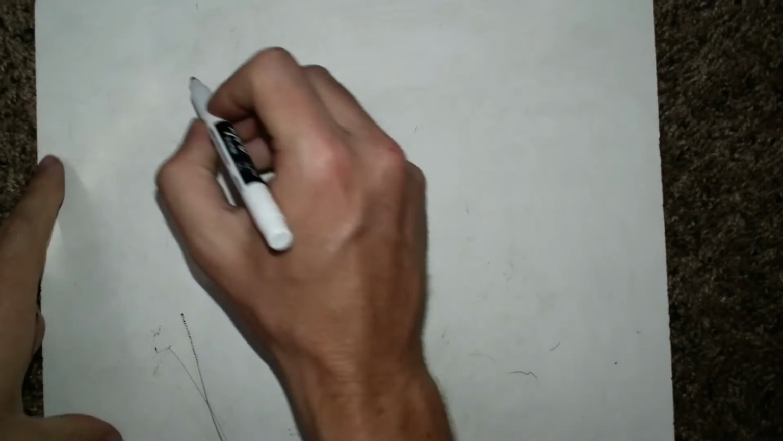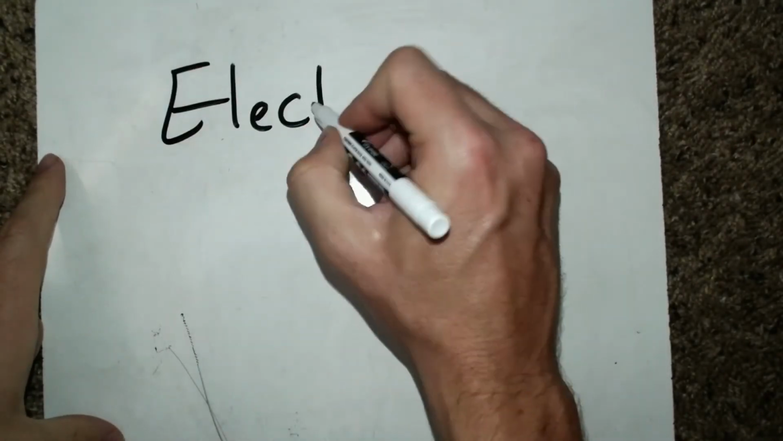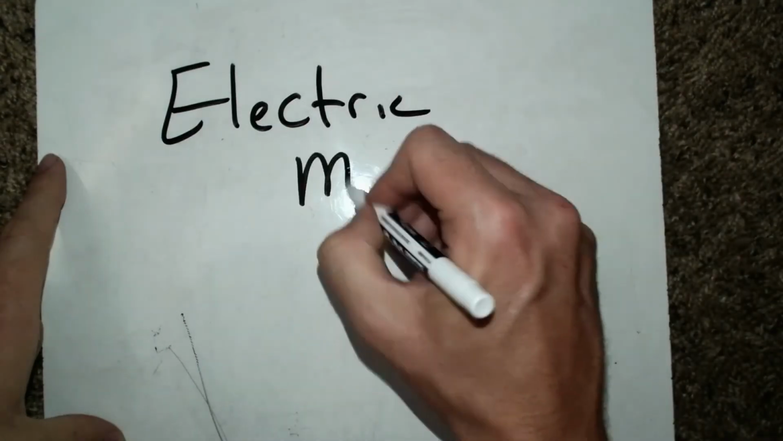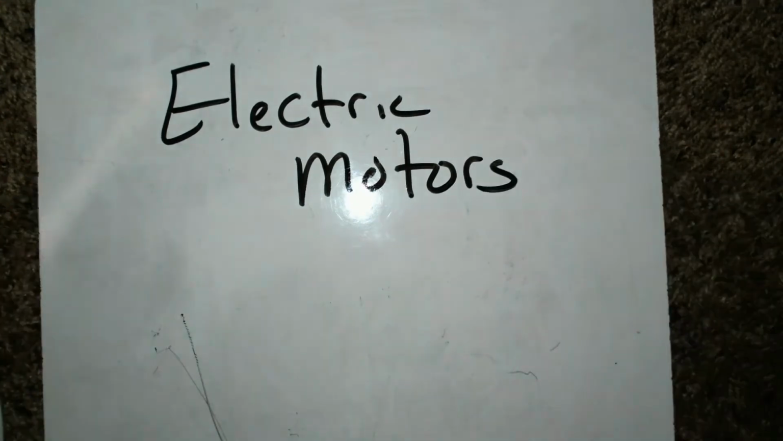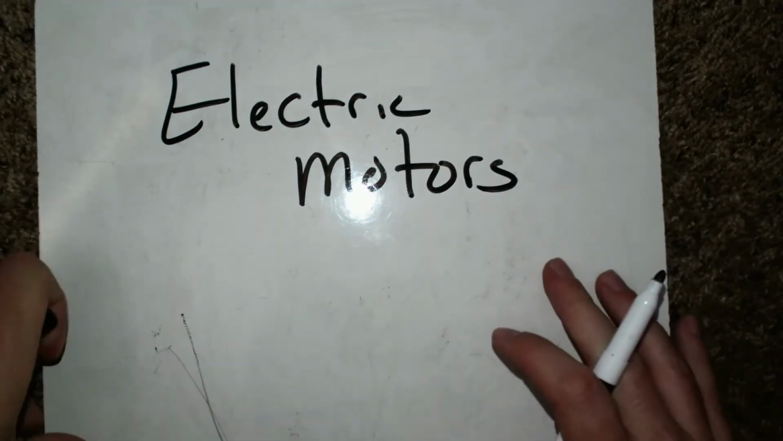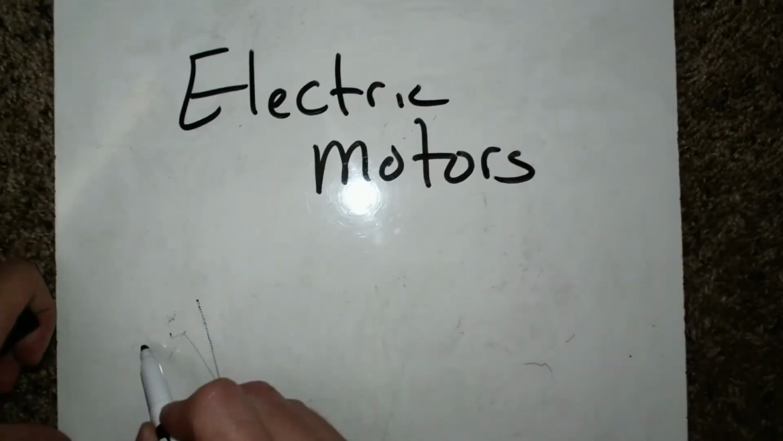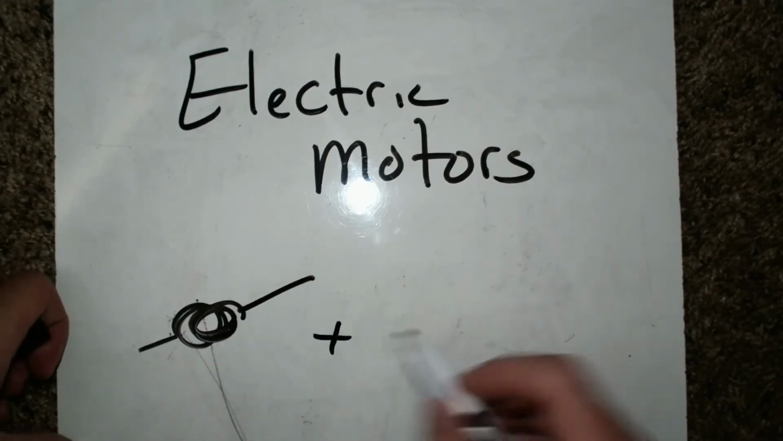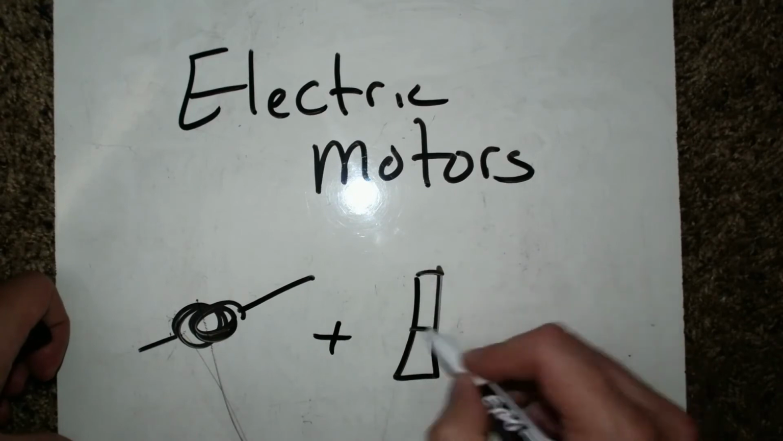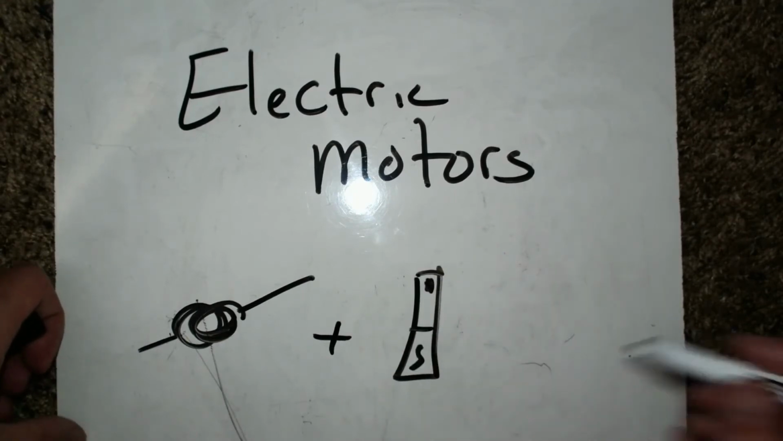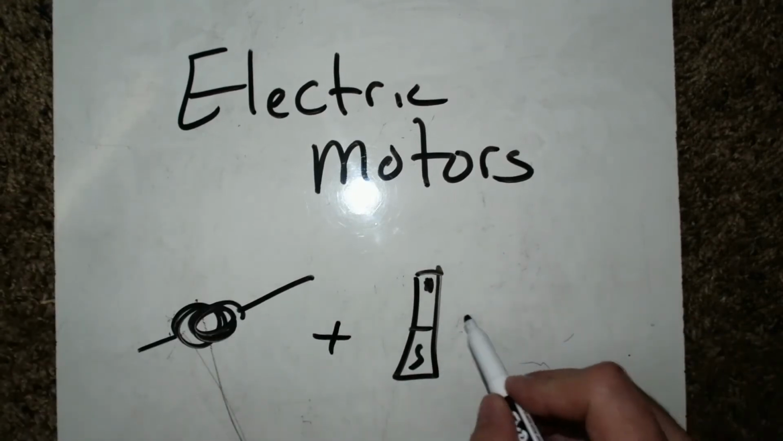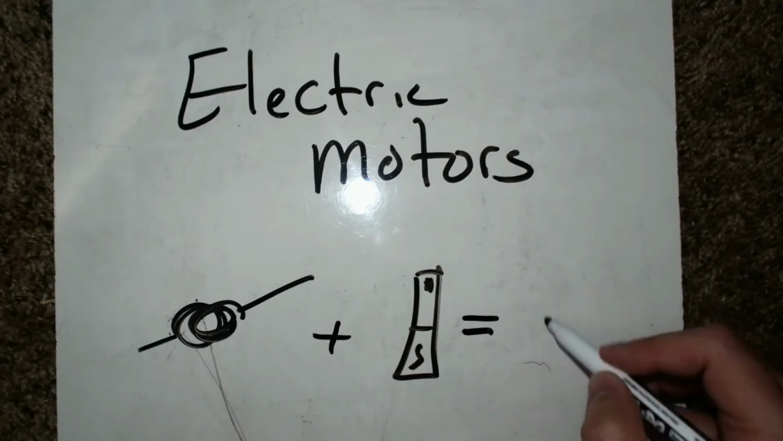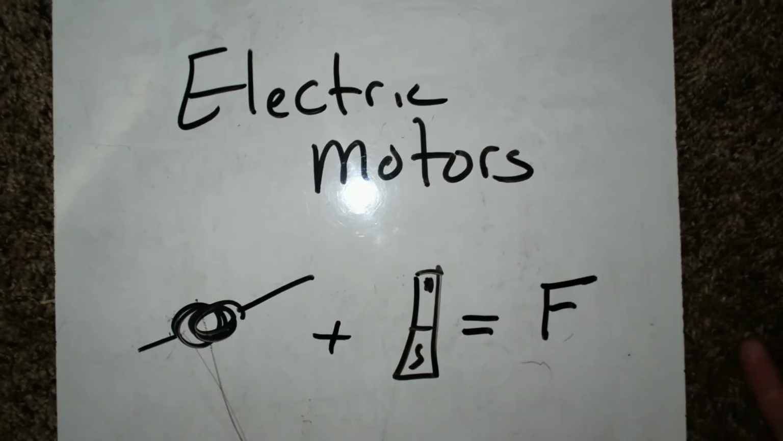So now let's go ahead and discuss the concept of electric motors. Because electric motors take everything that we've seen so far and make it something very usable. An electric motor is really just a coil of wire plus some sort of magnet. And if I use those things together, I can get something that generates a lot of force.